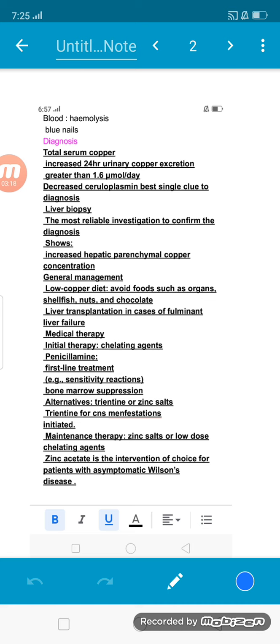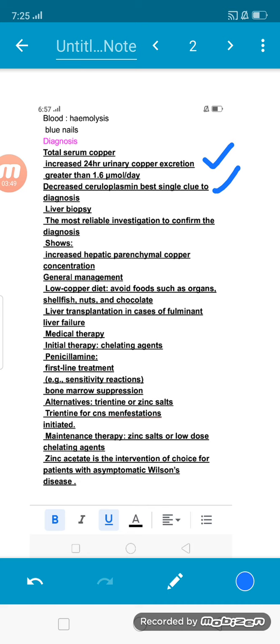Now, how do we diagnose this? The first most important test is the ceruloplasmin level, which is decreased. It is the single best clue to your diagnosis. Another is increased urinary copper excretion. Remember, serum copper level is not the test that you want to do, because the copper can be normal, low, or high. So it has never been the test that you want to do.